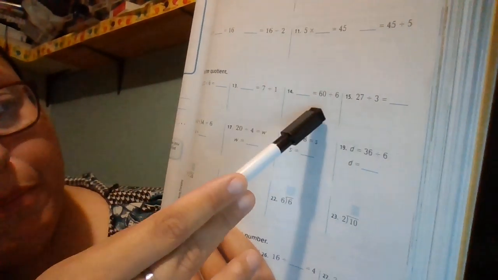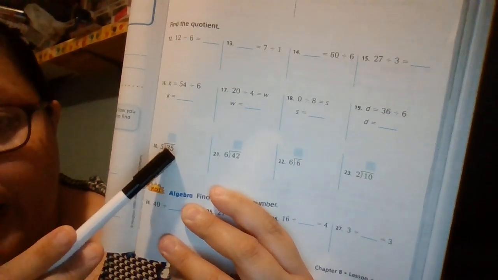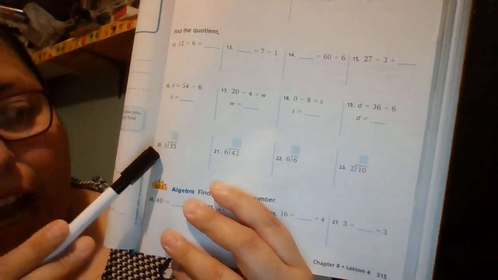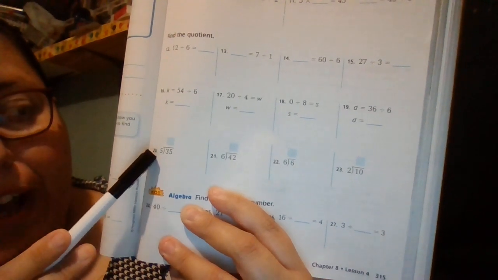Find the quotient as well for division. We're going to be using groups. Here, the big number, the one in the house, is how many counters you draw, 35. And the outside tells you 5 groups. So it's 35 divided by 5. And the top goes your answer.